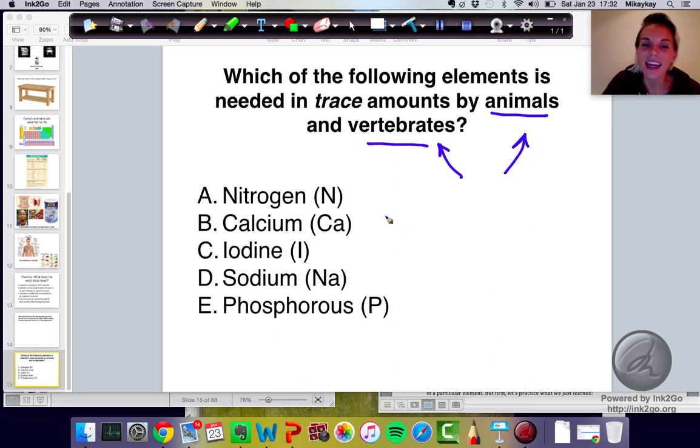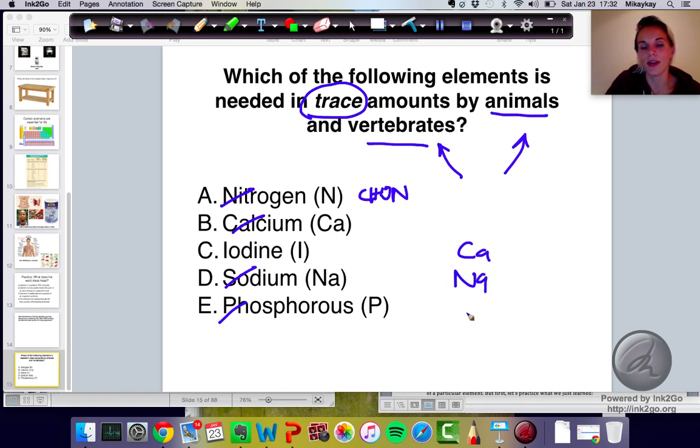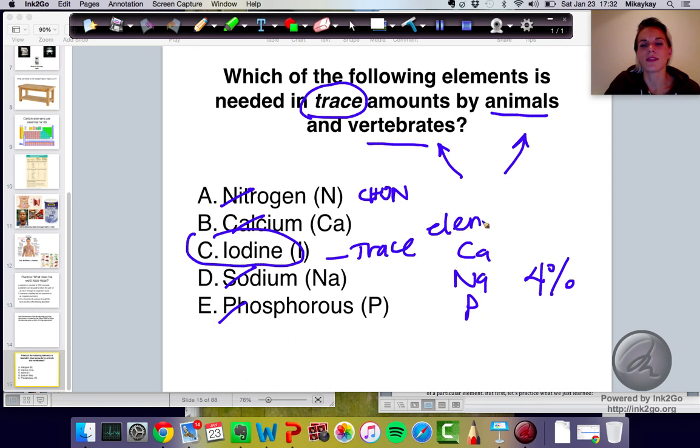And instead focus on the fact that they're asking about a trace element, right? So you're looking for a trace element. So you know it's not nitrogen, you know it's not phosphorus, you know it's not calcium, you know it's not sodium, because those are not trace elements. Nitrogen is one of the CHON, and then calcium, sodium, and phosphorus, you'll remember from the list of the elements that make up the other 4%. And so you know the answer is iodine because iodine is a trace element. So hopefully that made this clearer and not more confusing.